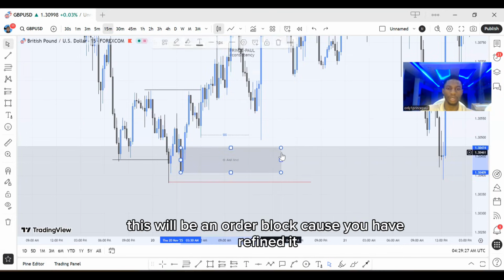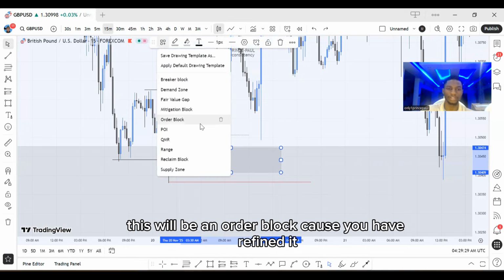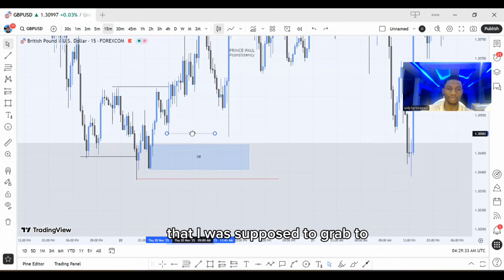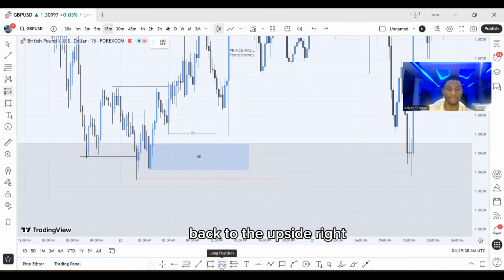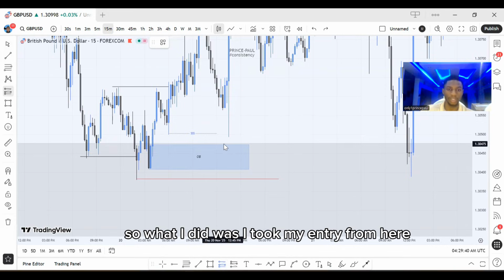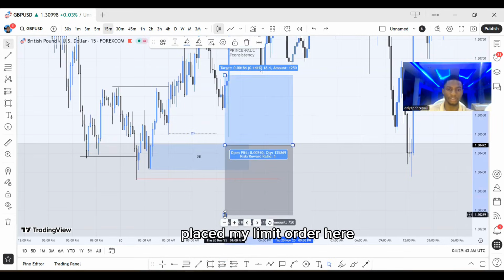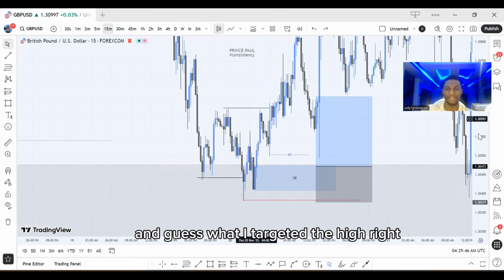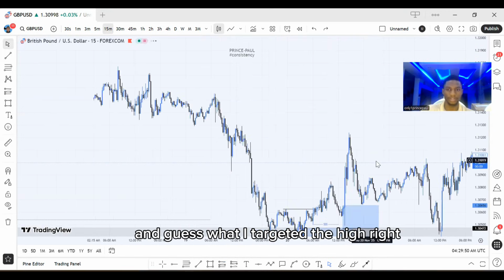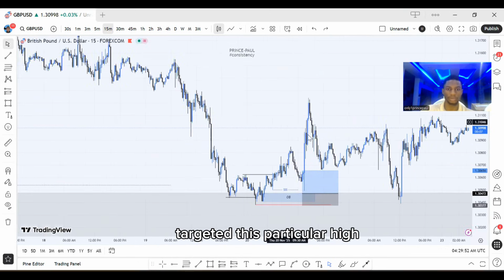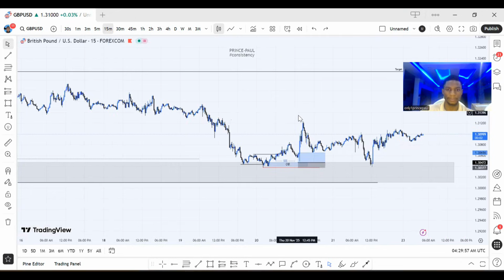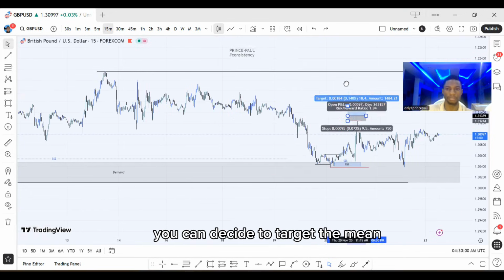Why this will be an order block is because I've refined it, right? It's going to be an order block, and this will be the liquidity price I was supposed to grab to buy to the upside, right? So what I did was I took my entry from here, placed my limit order here, put my SL right below here, and guess what? I targeted the high, right? Targeted this particular high. You can decide to target the mean.